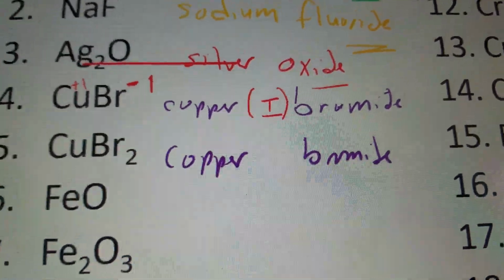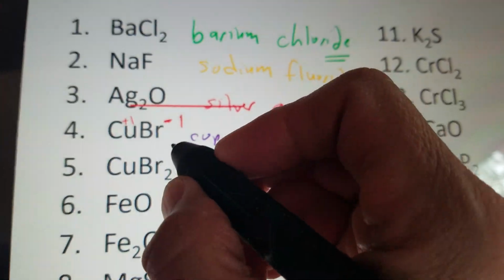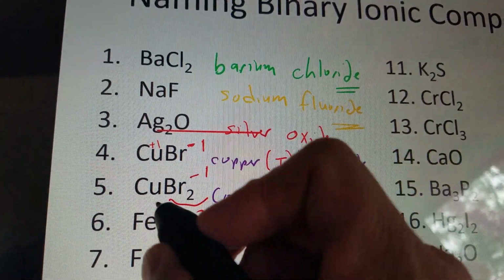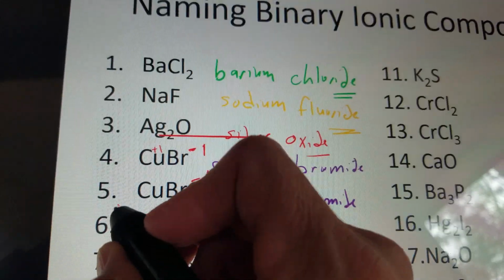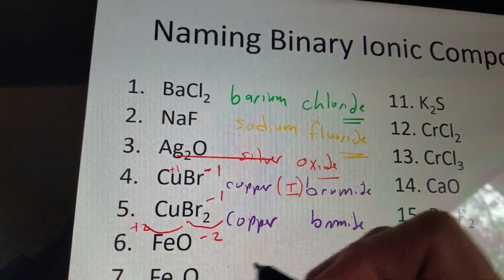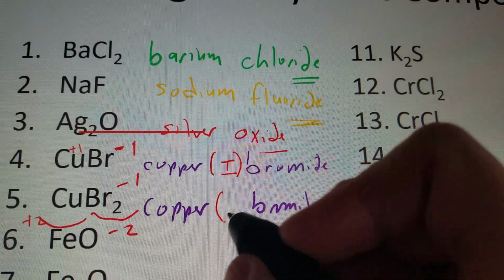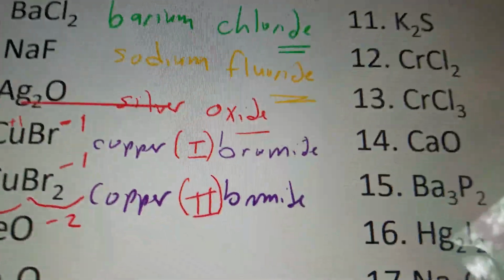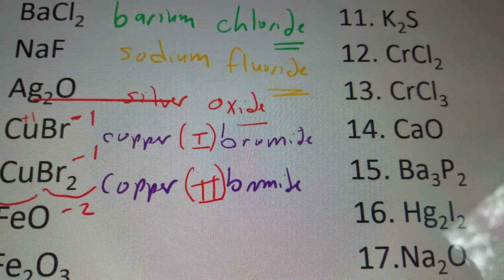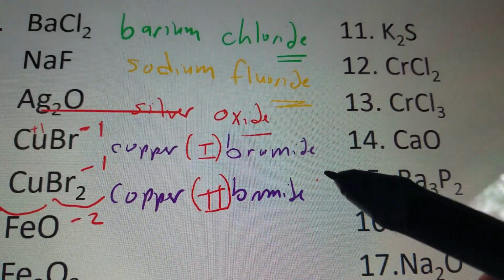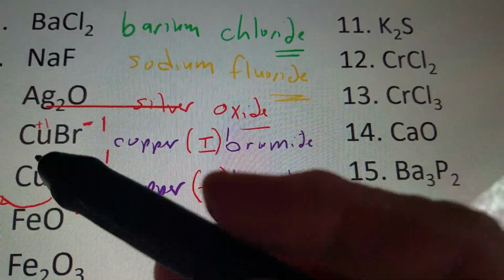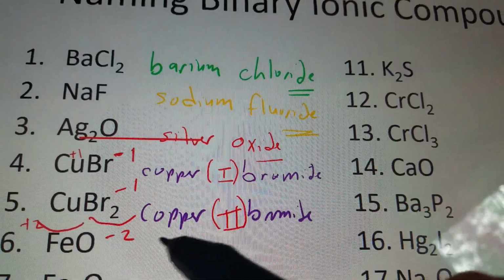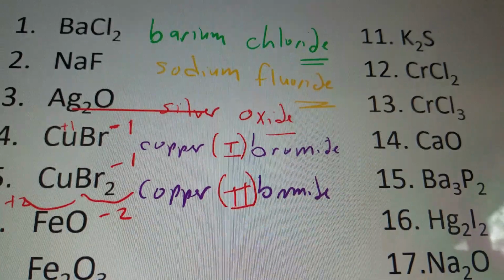If I look at the one below it, number 5, bromine is still -1, but I have 2 of them, so that makes this whole half -2, which means I need to make this whole half +2. So that means this copper has to be +2, and therefore I'm going to need to put a Roman numeral 2 here. So that helps me indicate the difference between the two. So if I gave you this name, you should be able to draw or write the formula based on the fact that the Roman numeral indicates the charge of the metal, or in this case, the copper.